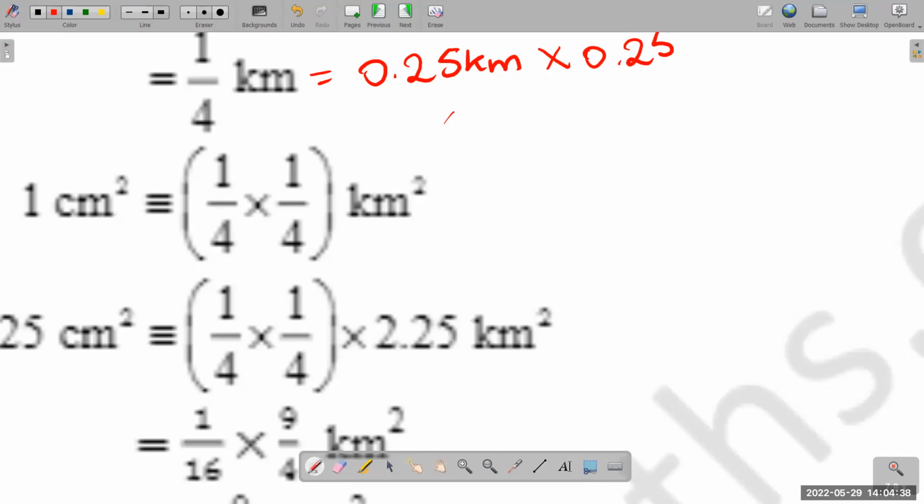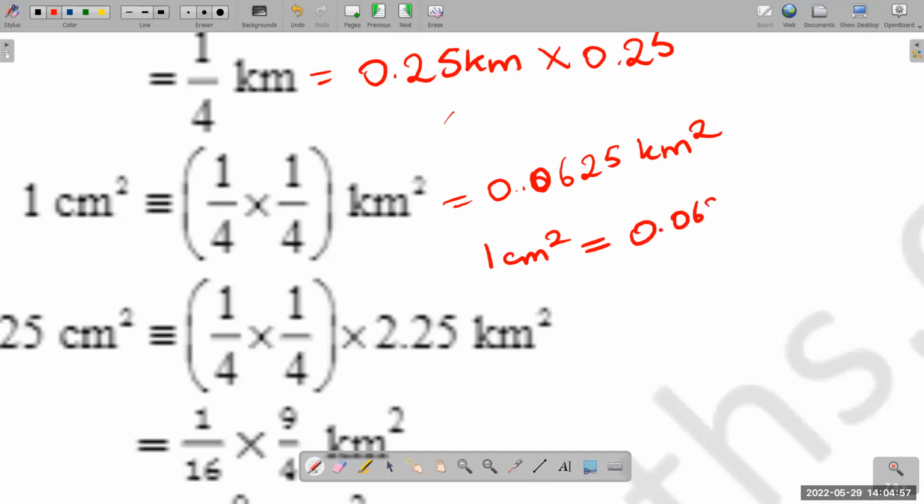You're supposed to get 0.0 something something. So you will get 0.0625 km square. So 1 cm square is actually equal to 0.0625 km square. Anybody checked it with your calculator yet?